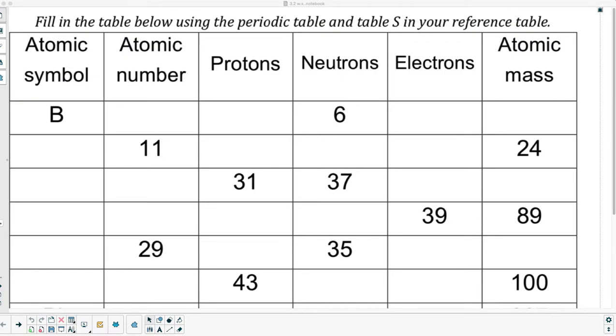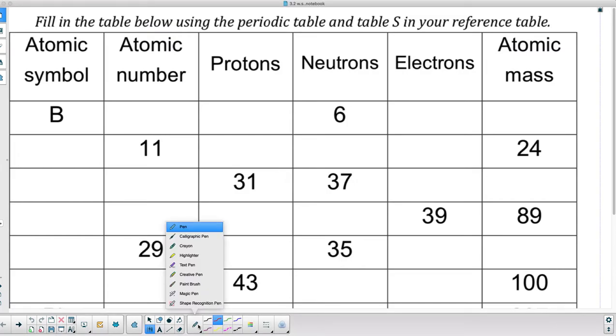This is worksheet 3.2, the screencast for that. Let's take a look. I'm going to go through this a little quickly because I go over this in class, so I'm hoping this isn't the first time that you see this. But here's the main chart. It talks about the number of protons, neutrons, electrons, and what the atomic mass is.